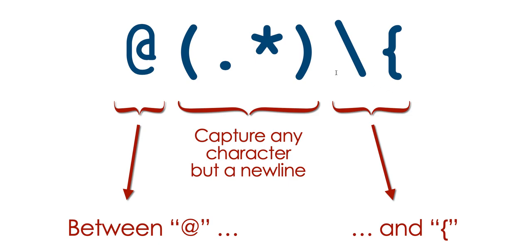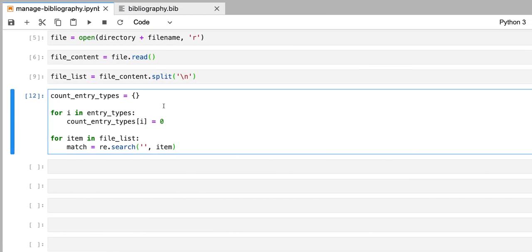So as you can expect, if we write a regular expression like this, if our for loop encounters an entry in this file list that looks like this, it's going to return the entry type that is stored between the @ symbol and the left curly bracket symbol. And this is the match that we're going to be interested in. So now I'm going to go ahead and write all of that regular expression that we had on the slide.